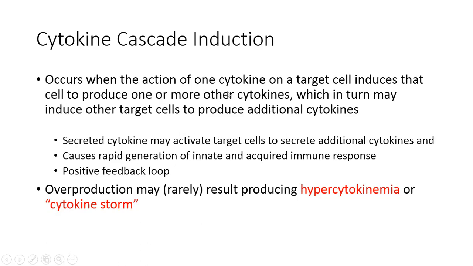So when one action of one cytokine on a target cell induces that cell to produce another one or more cytokines, that activates other target cells to produce more cytokines and more biological reactions, cell death, differentiation, proliferation, whatever the biological effect is, that's a cascade induction. That's a cytokine cascade.